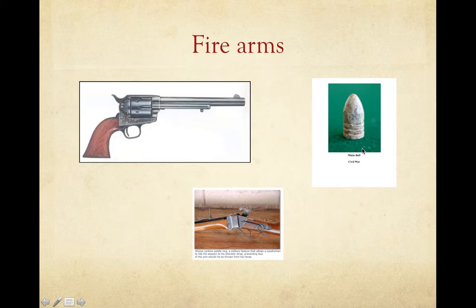This is a Civil War era mini ball. If you see these little grooves cut in it, that is to help with the rifling. And this is a Sharps carbine rifle that could rear load. Now, if you recall, I mentioned that the Sharps rifle had actually been used in a previous violent time.